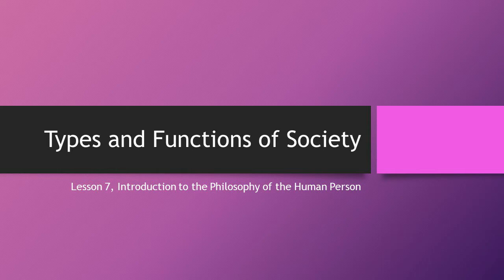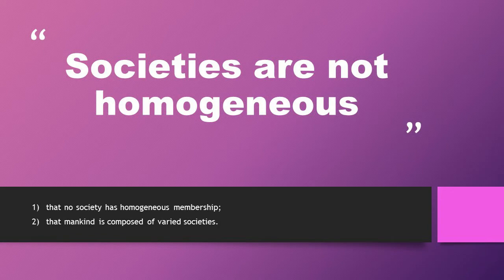And in this chapter, we are going to discuss what are the types and the functions being played by the society. To start with, let me say that societies are not homogeneous, meaning that societies are different from each other. And this statement may be interpreted in two ways. The first one is that no society has homogeneous membership, meaning that the members of a certain society are not having only one characteristic, or they are having varied characteristics with each other, but they are sharing some commonalities with each other. And the second one is that the mankind is composed of varied societies.